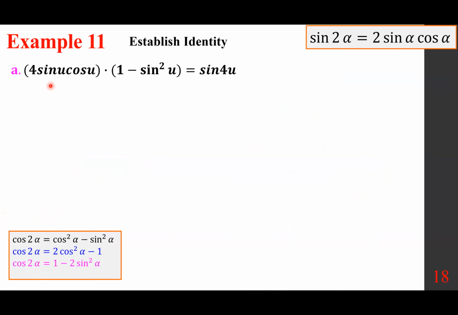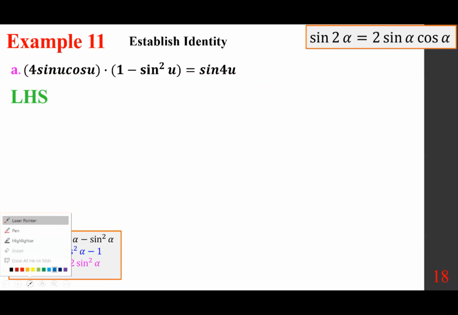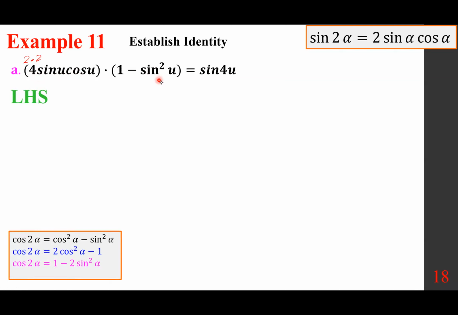We want to establish the identity that 4 sine u cosine u times 1 minus sine squared u is sine of 4u. Obviously, we start with the left-hand side. Sine u, cosine u, there are 4 of them. If there were 2 of them, it would be sine of 2u. Since there are 4 of them, then it's 2 of them, 2 sine of 2u. And 1 minus sine squared is cosine.